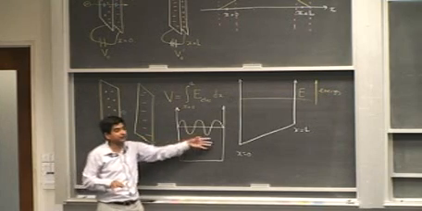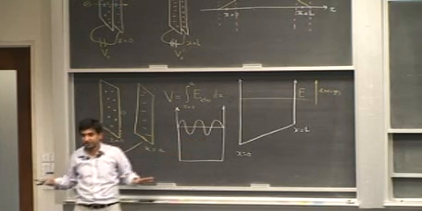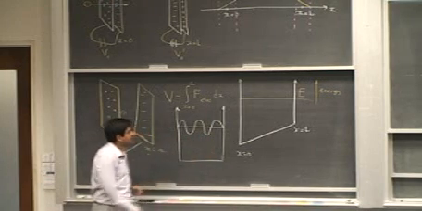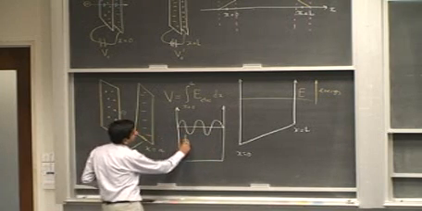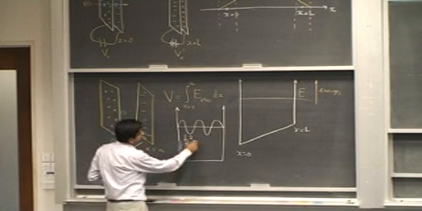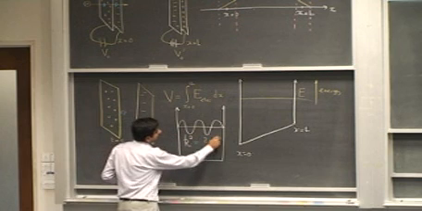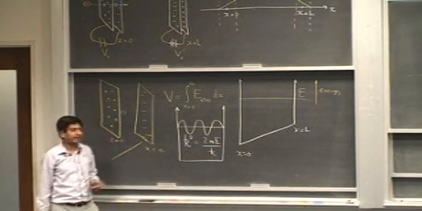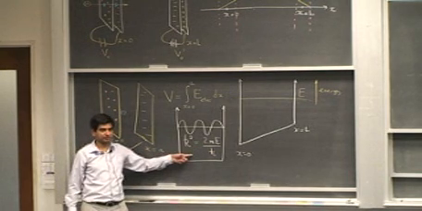In other words, the wavelength of this wave does not change along the length of the well. Because we've already seen that the wave number squared, K squared, equals 2mE over h bar squared. And this comes from the Schrodinger equation.